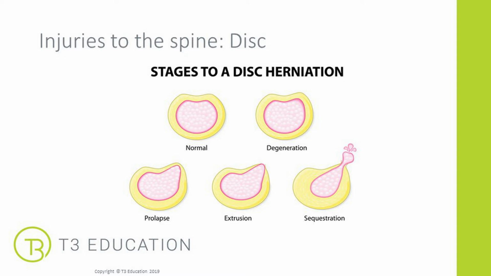Then there's an extrusion, which goes right to the very edge of the border of the vertebra. And finally, a sequestration, where the disc has completely come out of the side of the vertebra and has passed the vertebra borders. Now, if your client has had a disc herniation, the chances are that they have had an MRI, especially if they've had anywhere from a prolapse to a sequestration.